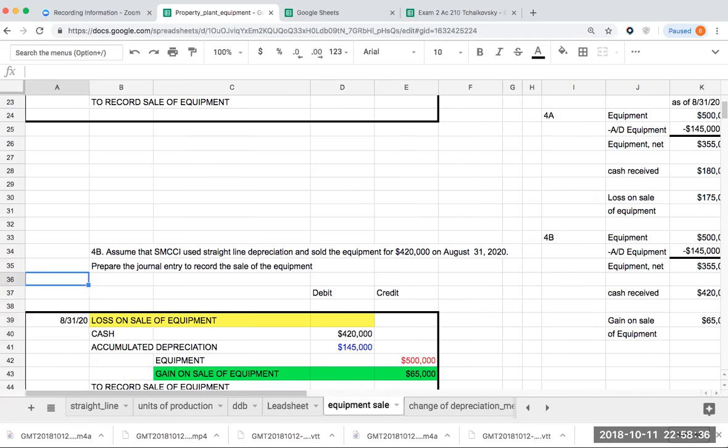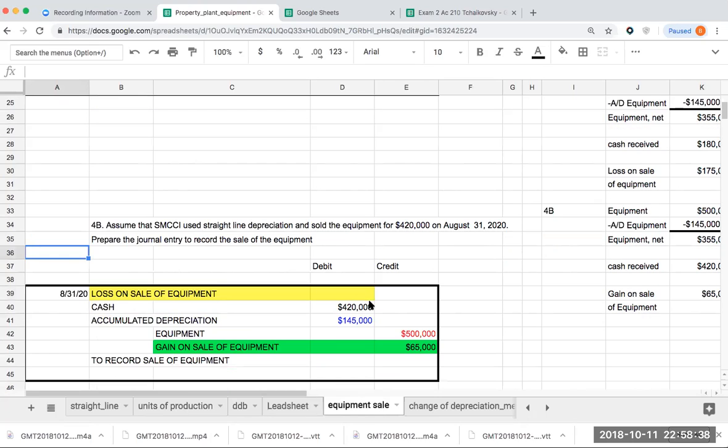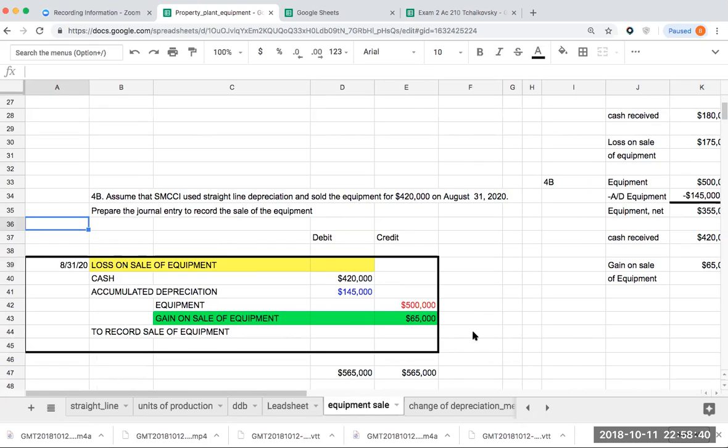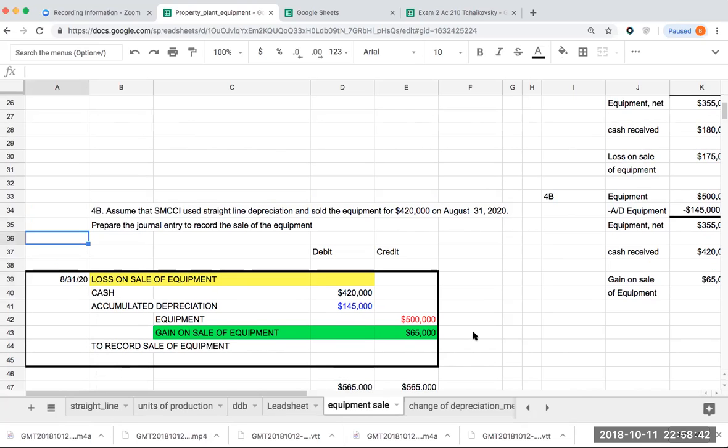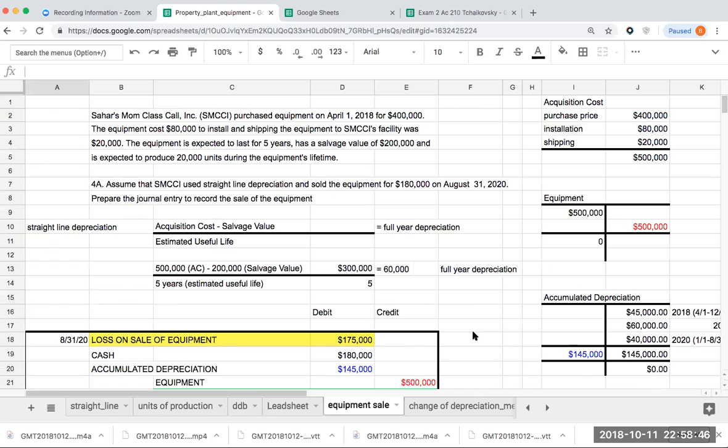Okay. So that takes care of the equipment sale. I apologize for the errors, which there are many, but I think Sahar's mom, Class Call Inc. is going to call and fix it all.